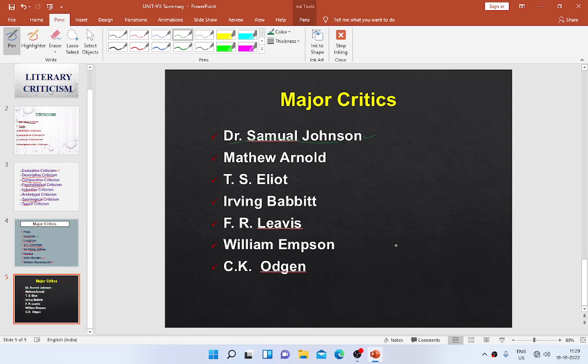Arnold's assessment of the romantic poets such as Byron, Shelley, Keats are benchmarks in descriptive criticism, and as a poet critic he occupies an eminent position in the rich galaxy of poet critics in English literature.